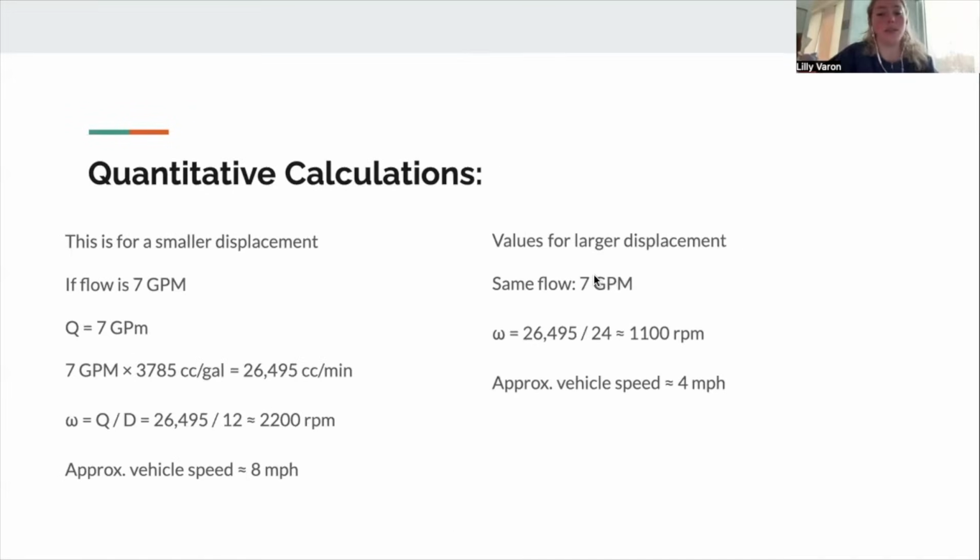Here we compared two displacements using the same flow rate of 7 GPM. For the smaller displacement, the motor spins faster, about 2,200 RPM, which gives the mower roughly 8 miles per hour. If we double the displacement, the motor speed is cut in half to around 1,100 RPM, and the mower only goes about 4 miles per hour. So the big idea is smaller displacement gives you higher speed, while larger displacement trades speed for torque.